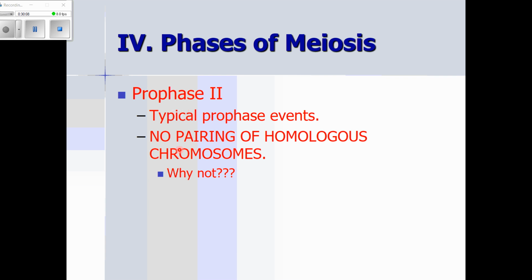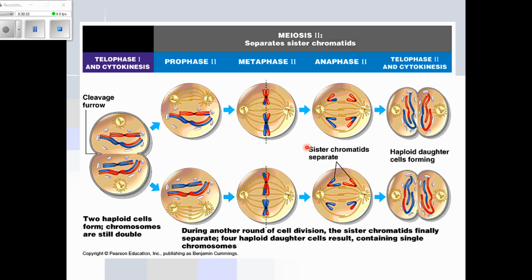But notice what it says here. In prophase 2, and this is important, there's no pairing of homologous chromosomes, no synapsis, no chiasmata. Remember, that's when the blue and the red touch each other. No crossing over. Why not? If you look at the picture, it's obvious why not.